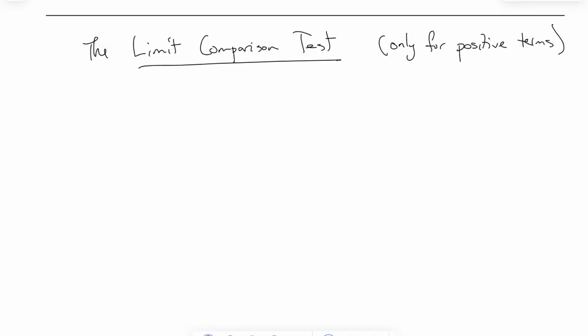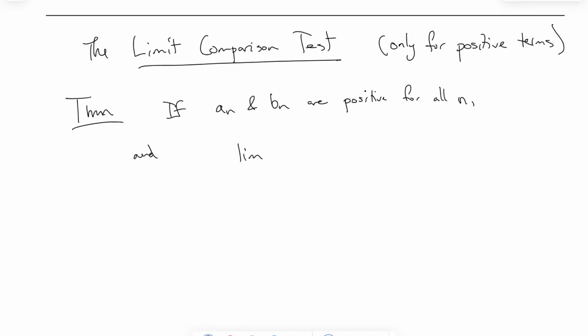It's still only used for positive terms, but I will write this like a theorem. It is called the limit comparison test, and it says, if, again, it's about comparisons, if a_n and b_n are positive for all n, and the limit as n goes to infinity of a_n over b_n is some number c, exists, and c is greater than 0.